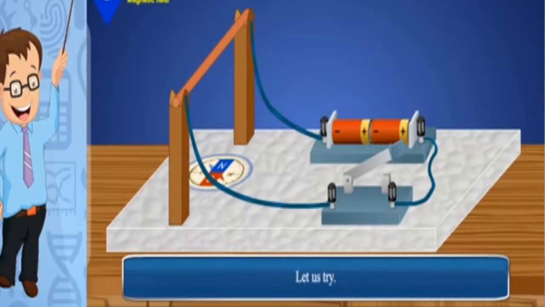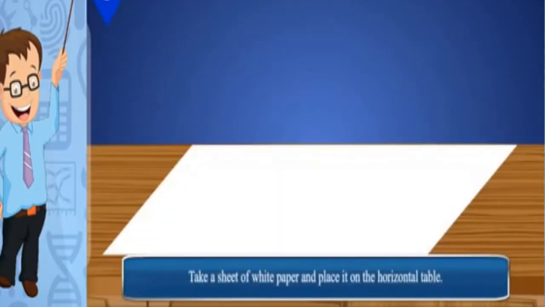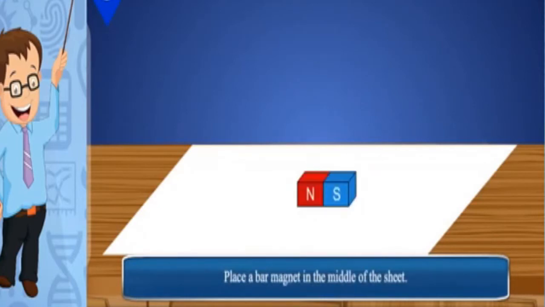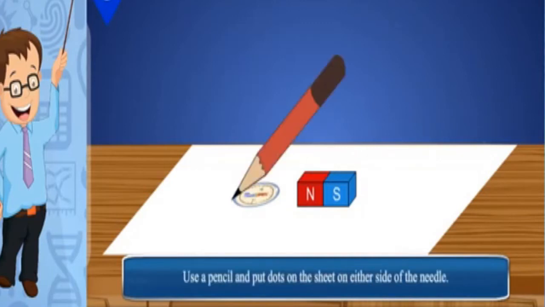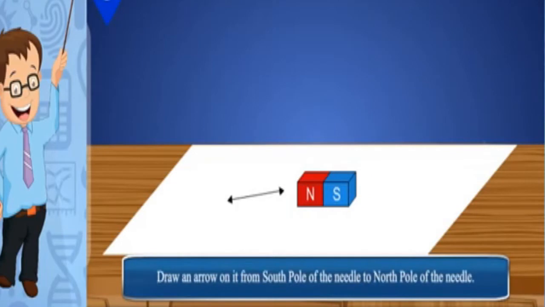Let us try. Activity. Take a sheet of white paper and place it on a horizontal table. Place a bar magnet in the middle of the sheet. Place a magnetic compass near the magnet. It settles to a certain direction. Use a pencil and put dots on the sheet on either side of the needle. Remove the compass. Draw a small line segment connecting the two dots. Draw an arrow on it from the south pole of the needle to the north pole of the needle.